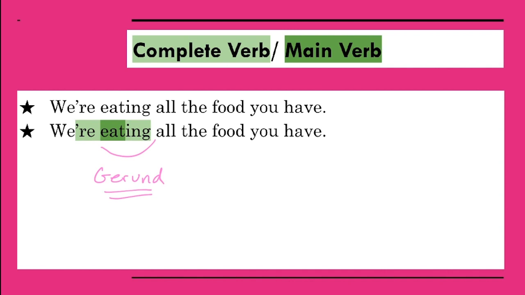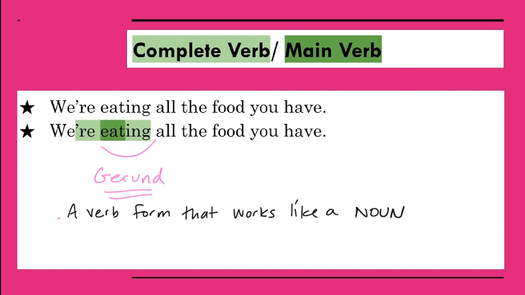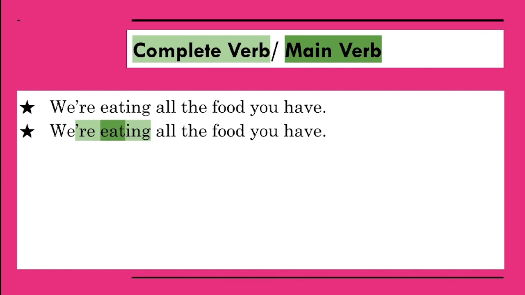Gerunds are the verbs that end with ing. They look like verbs, but the grammar is like a noun. The actual verb here is are.